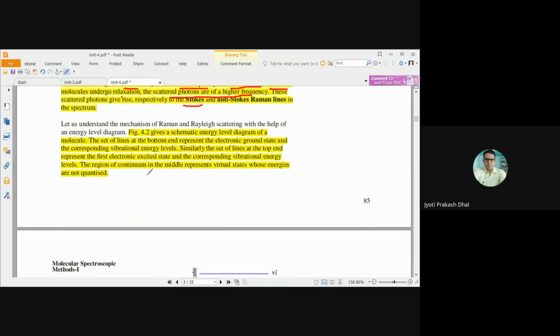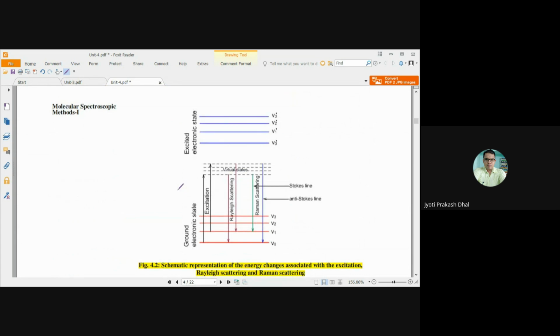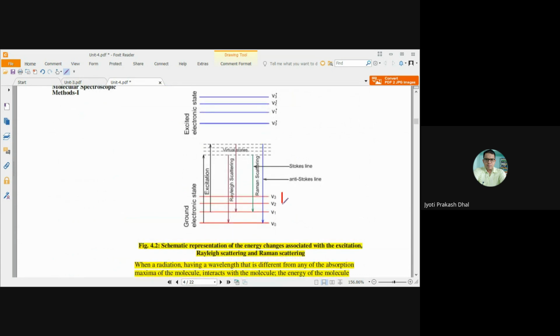So Figure 4.2 gives a schematic energy level diagram for a molecule. The set of lines at the bottom represent the electronic ground state and the corresponding vibrational states. So here in this figure, these are the ground state electronic level, and these are the vibrational levels. And these are the excited state electronic levels.